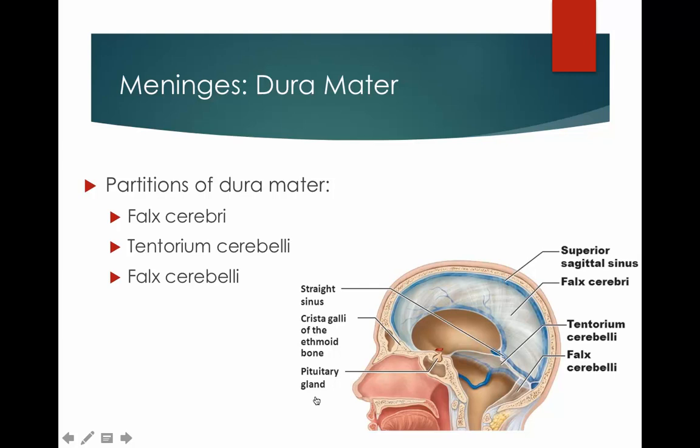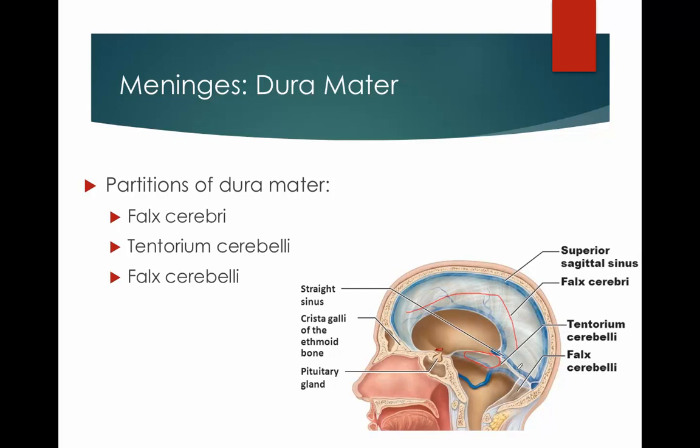So we can see that we have a partition here of dura mater that invades the longitudinal fissure, so resting between our right and left cerebral hemispheres is the falx cerebri. And we can see that components of the falx cerebri will encase the superior sagittal sinus as well as the inferior sagittal sinus.